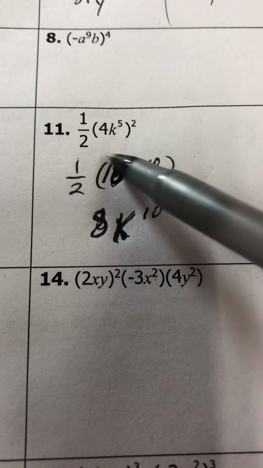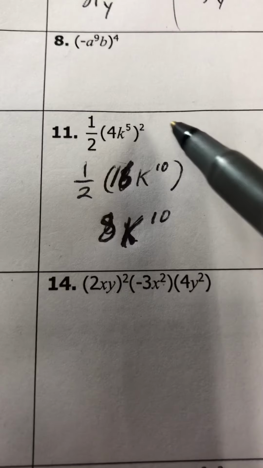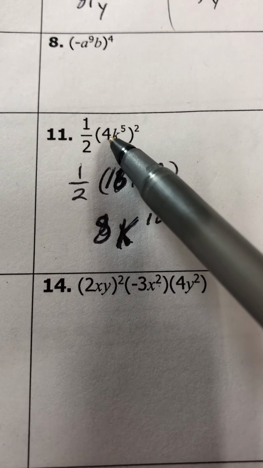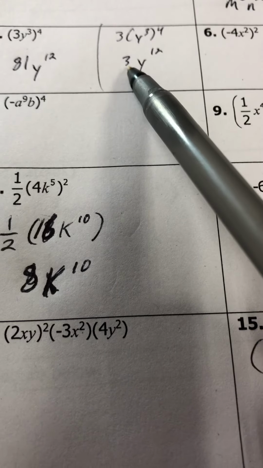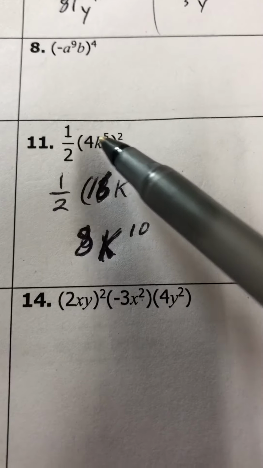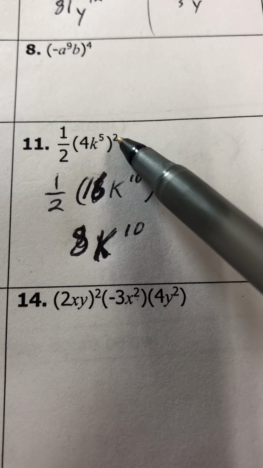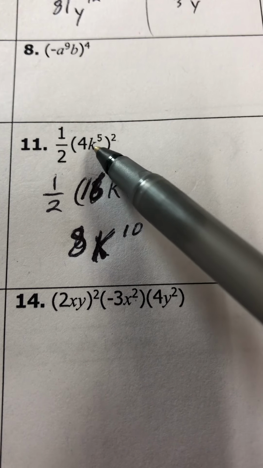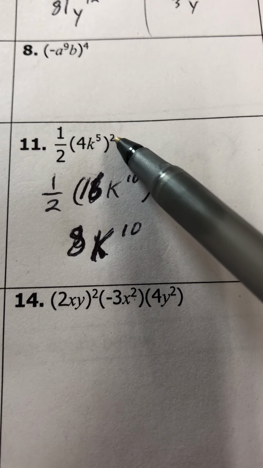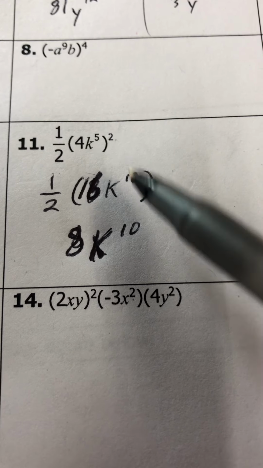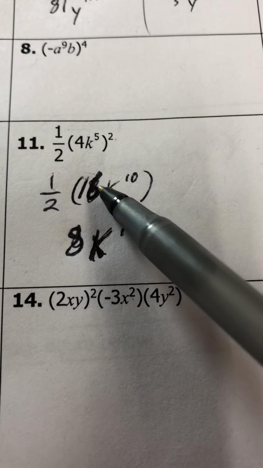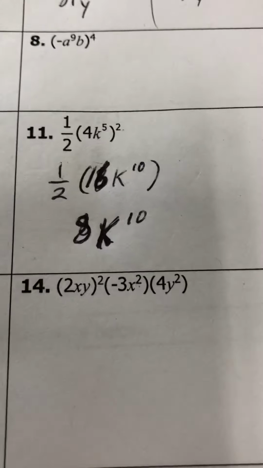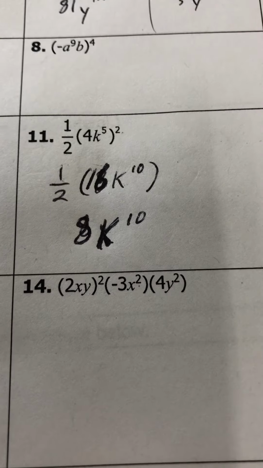Number 11, sorry this one looks so ugly, but I started to write my 8 here, and I don't know what I was writing there. But anyways, we have half on the outside, that just stays on the outside, like what we did up here in this example. But 4 squared is 16, and then k to the 5th to the 2nd power is 5 times 2 is 10. Then we just take half of the 16, which is 8, and the k to the 10th stays.